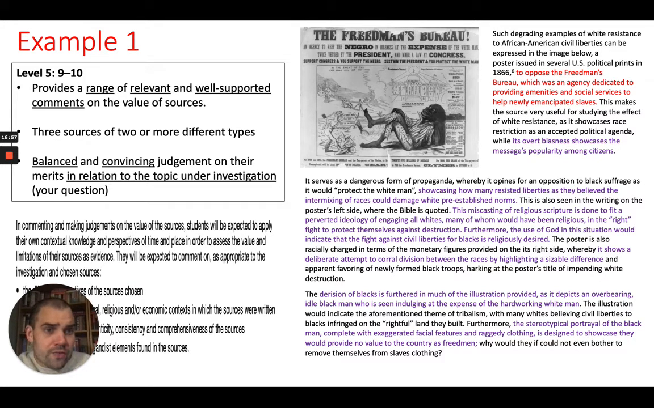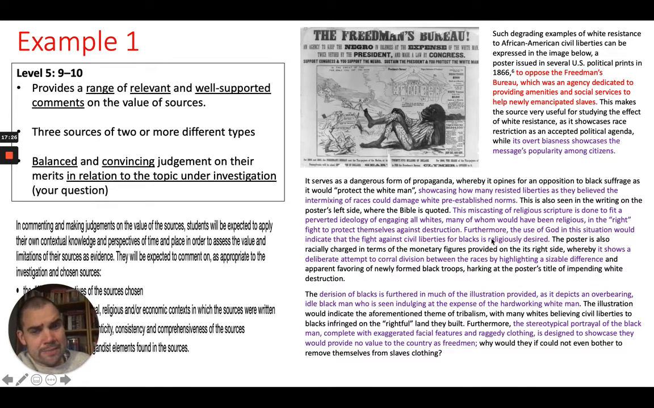This makes the source very useful for studying the effects of white resistance, as it showcases race restriction as an accepted political agenda, while its overt biases showcase the message's popularity among citizens. So he's already beginning to comment on the value of it. It showcases how race restriction was an accepted political agenda because it was a public poster, and then the fact that it's actually biased showcases just how popular that message must have been in the American South.